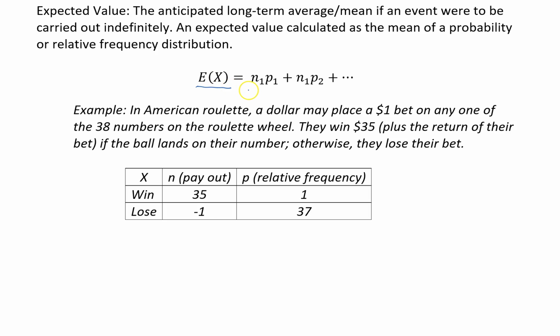And the way that we calculate the expected value is we take n sub 1, which stands for the value of outcome 1, and multiply it with its probability or relative frequency. Then we add on the second value for outcome 2 and multiply it by its relative frequency. We continue doing that until we have added all of the values and probabilities related to a situation.